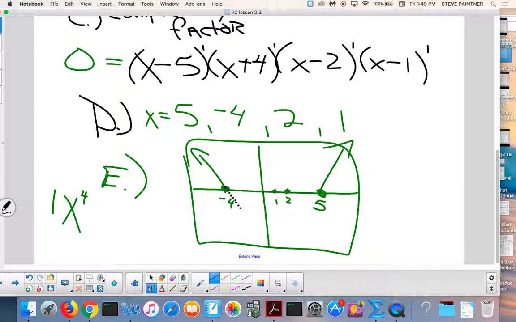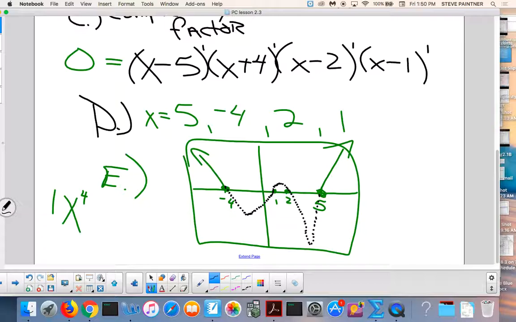But what I don't know is this. I don't know when it hits the 0 how high or low to go. I mean, no idea. It could go way down. But if you really want to know how far up and down it goes, do it on your calculator. The calculator will tell you. But I do know it's going to look something like that on my calculator.